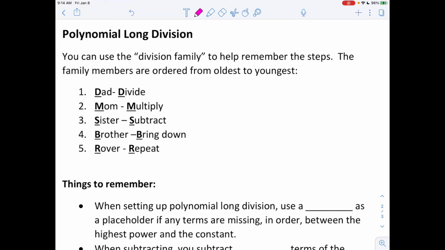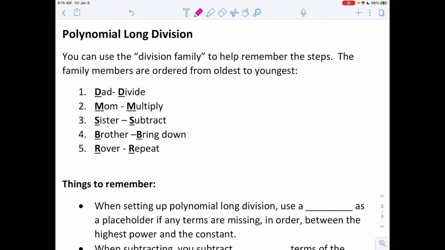I introduced the steps for dividing in the last video. However, if you're having trouble remembering the order of the steps, you can use the division family to help you remember. The family members are ordered from oldest to youngest, so Dad is the oldest, and D for Dad is D for divide. Mom is next, and Mom for multiply.